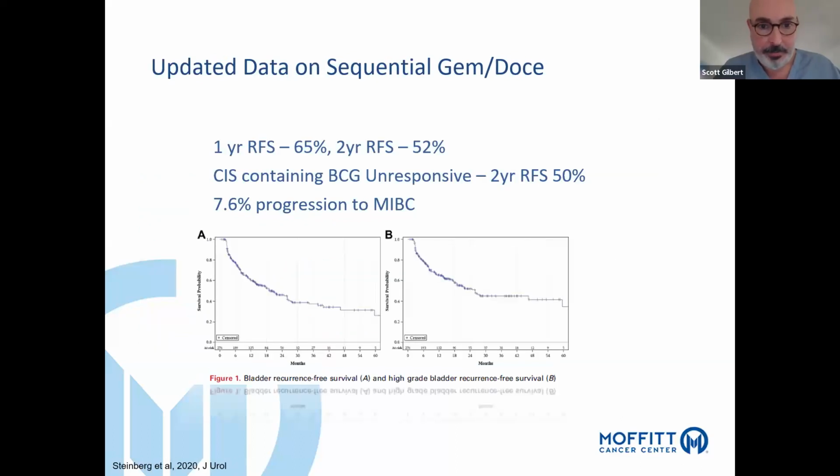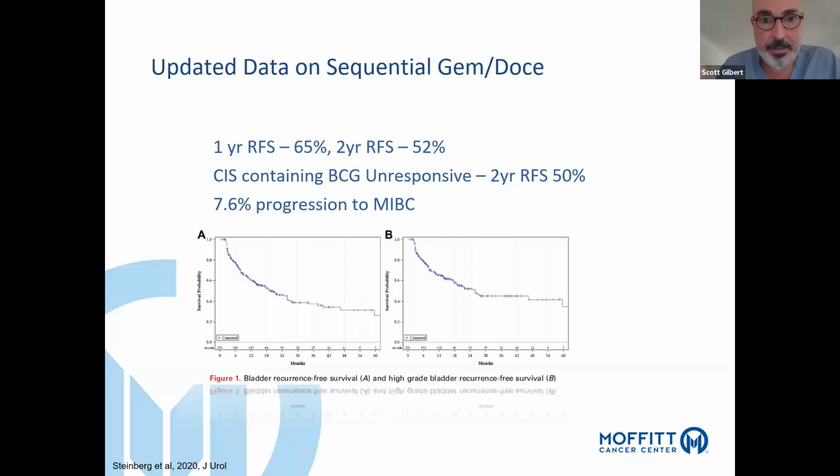Updated data from a larger group of patients treated at multiple institutions reports a 1 year recurrence-free survival rate of 65% and a 2 year recurrence-free survival rate of 52%. And for the subpopulation of patients who are BCG unresponsive with carcinoma in situ in their history, about 50% recurrence-free survival rate at 2 years. And these are by far our best numbers compared to single agents or a third course of BCG or combination course of BCG plus interferon.